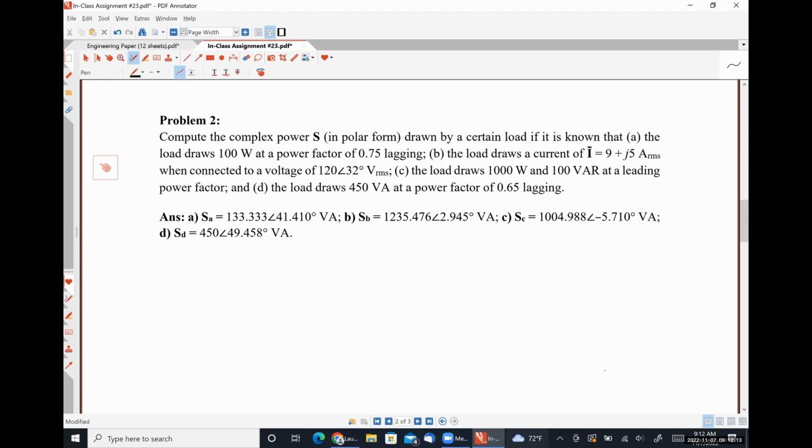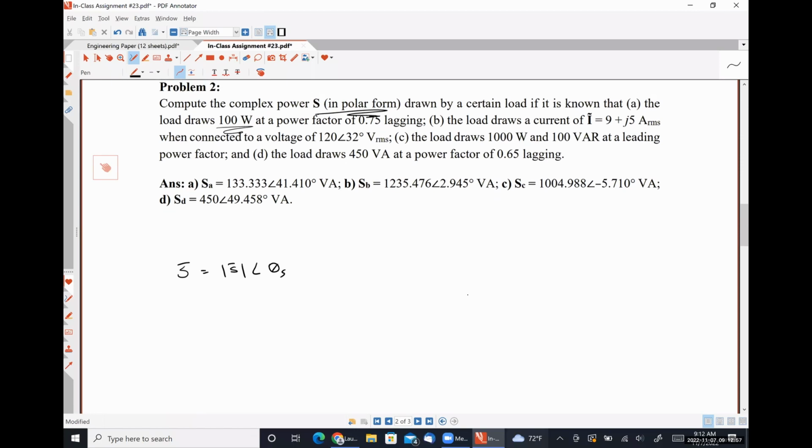This guy right here is fairly straightforward as well. We want to compute the complex powers if we know certain things. So for instance here, for part A, we're told that the load draws 100 watts of power. What does that mean? The average power is 100 watts. And we're told that it draws it at a power factor of 0.75 lagging. Okay, so we want S in the form of this, specifically asked for it in polar form, right?